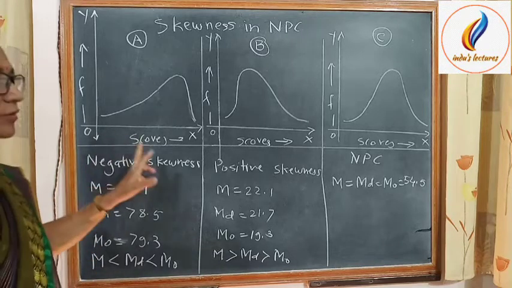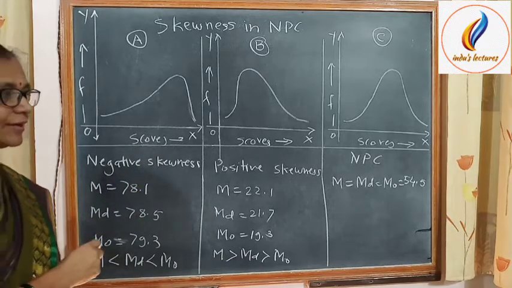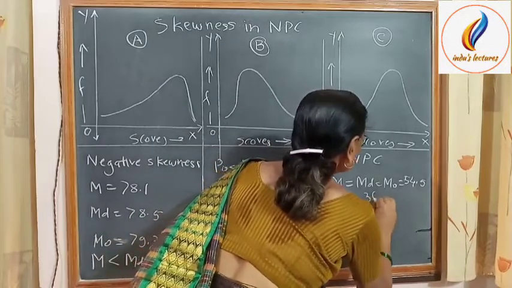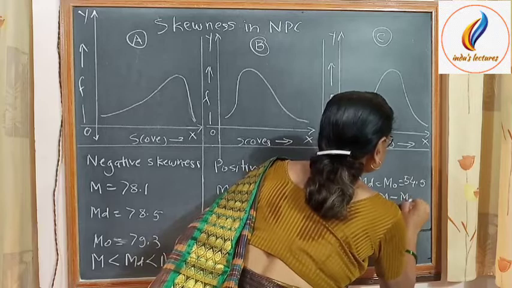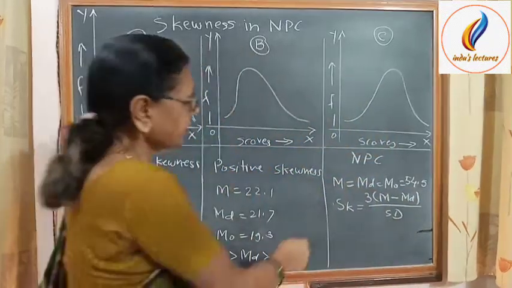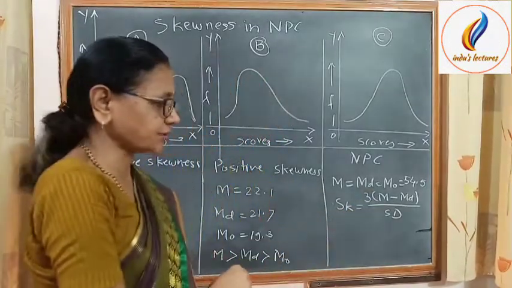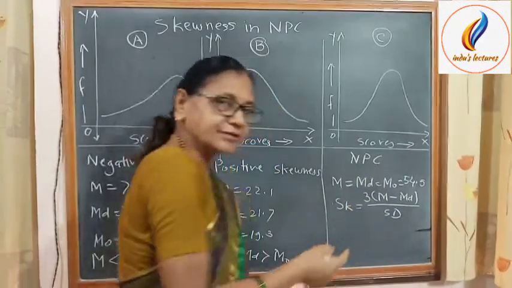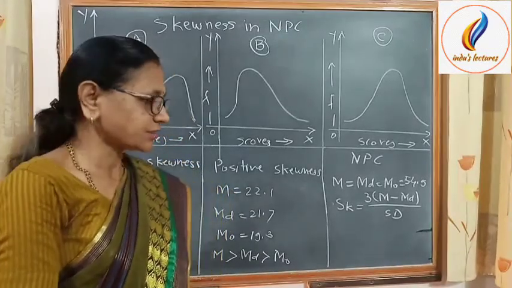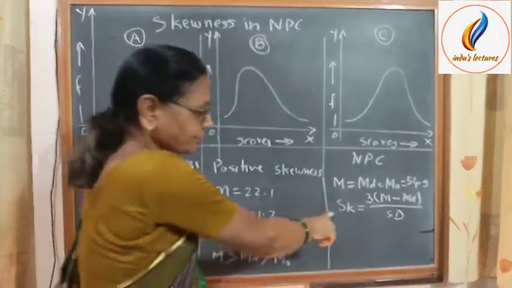Now we can calculate the skewness of the curve. We can measure the skewness of the curve by using the formula skewness Sk is equal to 3 (M minus Md) upon SD, where Sk means skewness of the curve, M means mean of the distribution, and Md means median of the distribution, and SD means standard deviation of the respective distribution. We can find the skewness of the curve by using this formula.